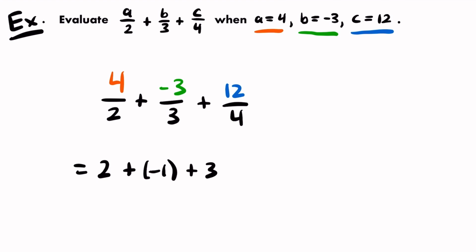Then simplifying, 2 plus negative 1 is the same as 2 minus 1, which is 1. So this is equal to 1 plus 3, which is equal to 4. 4 is the value of this variable expression when a equals 4, b equals negative 3, and c equals 12.